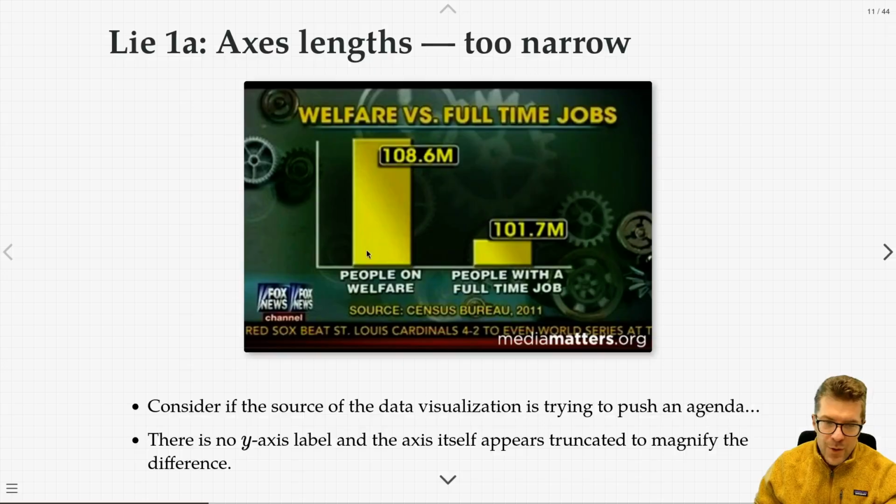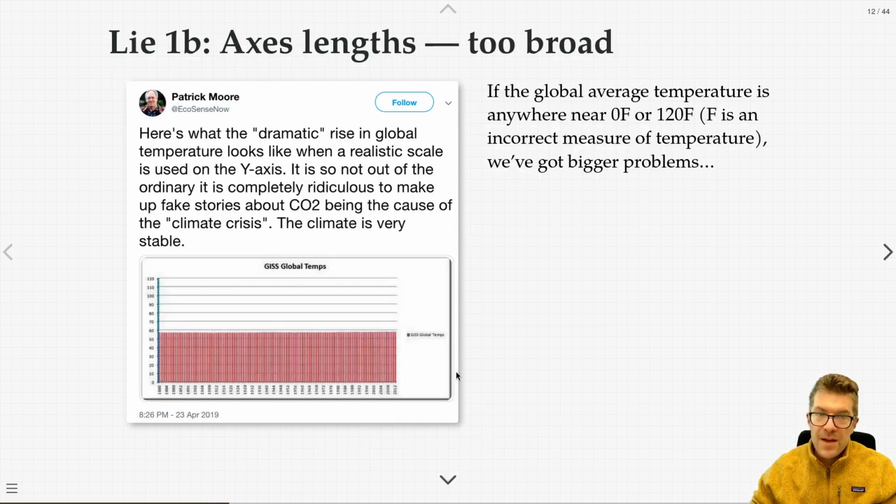What's going on here is there's no y-axis. First of all, it's not exactly clear what's going on, but obviously things are being truncated. The difference between 108.6 and 101.7 is still pretty significant, I'm not going to lie about that, but it's not orders of magnitude different like this graph might seem to indicate. I'm not even sure what other manipulations of the data went into this graph beforehand, but clearly it was cut off so only the tops were shown, and the differences were emphasized to a point that pushes an agenda. That's when things are too narrow.